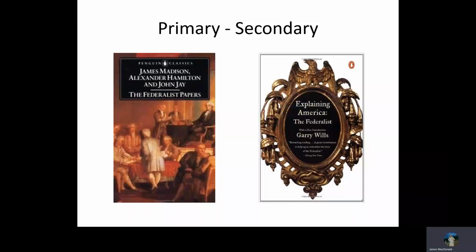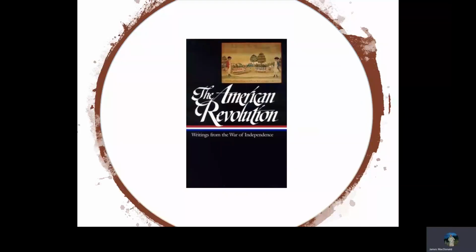And then on the right, we have a book written in the 20th century by Gary Wills. This is a famous interpretation of the Federalist Papers. Now, it's a secondary source because Gary Wills was a historian of the 20th century, and there you have it. He obviously would use the primary source in writing this book, and it is his interpretation of the Federalist Papers. Sometimes, as we have three individuals who wrote the Federalist Papers, here's the Library of America edition as well.